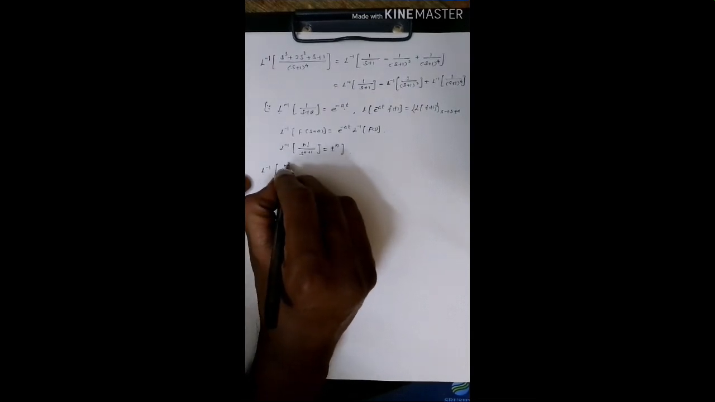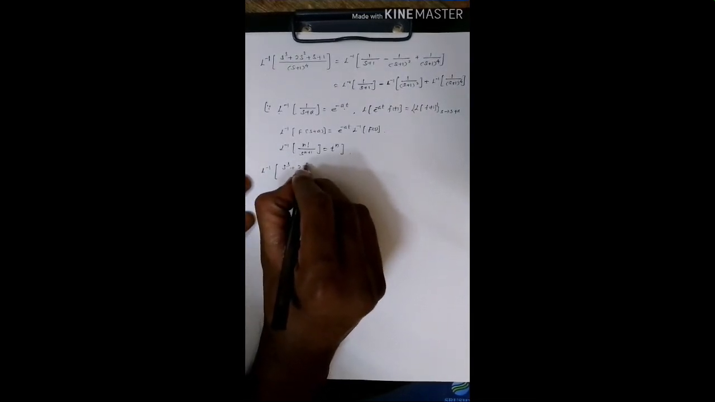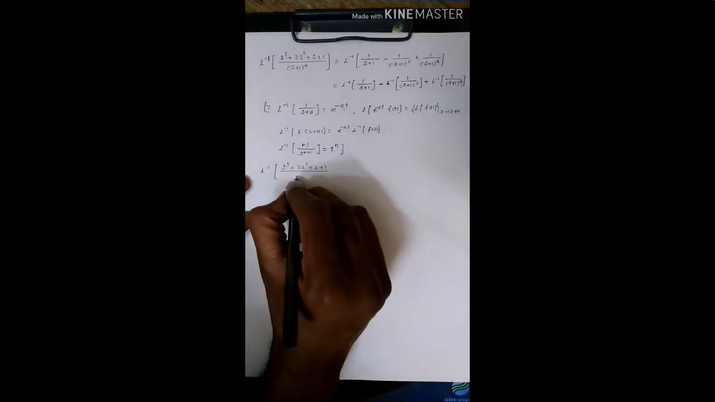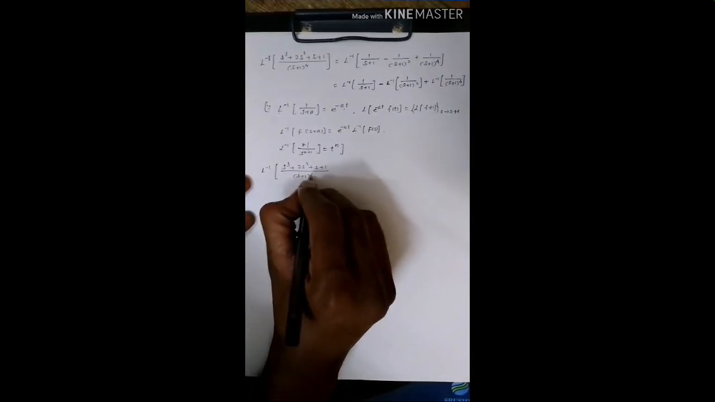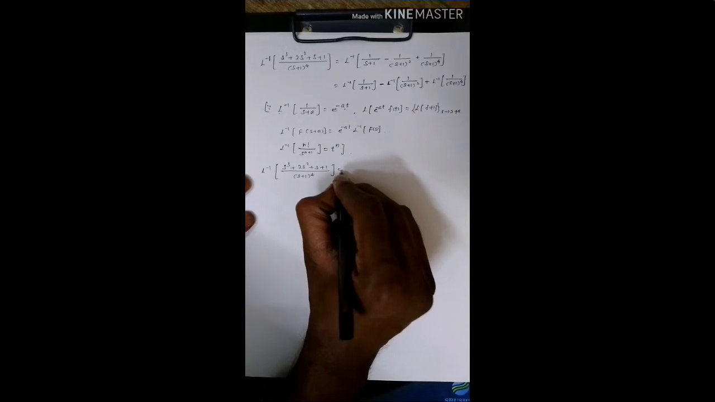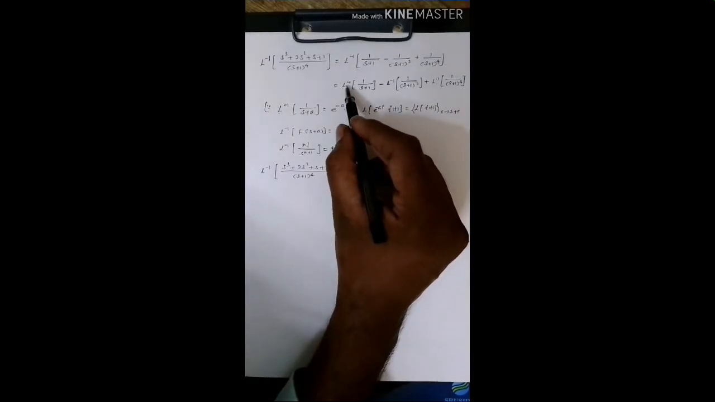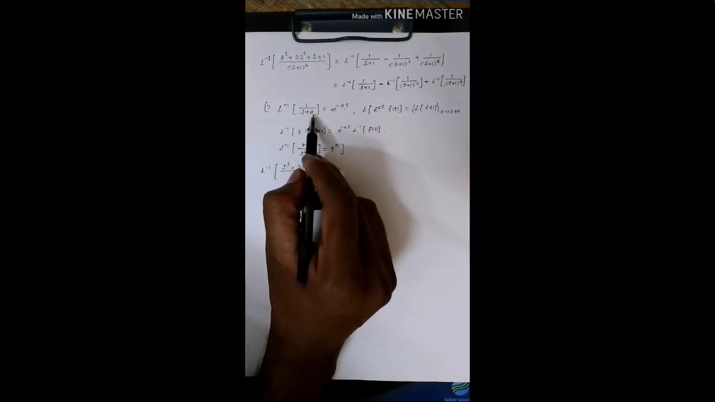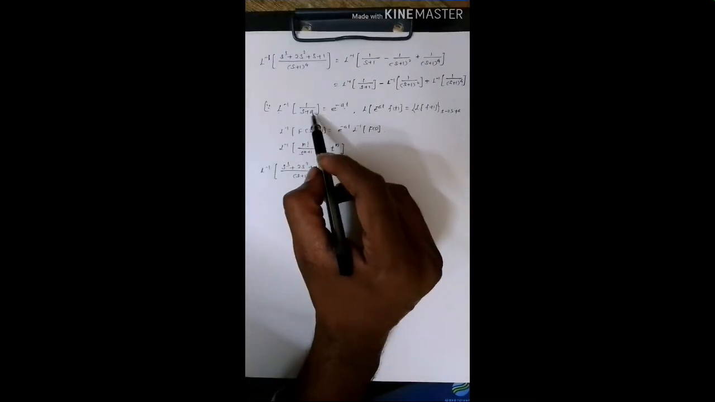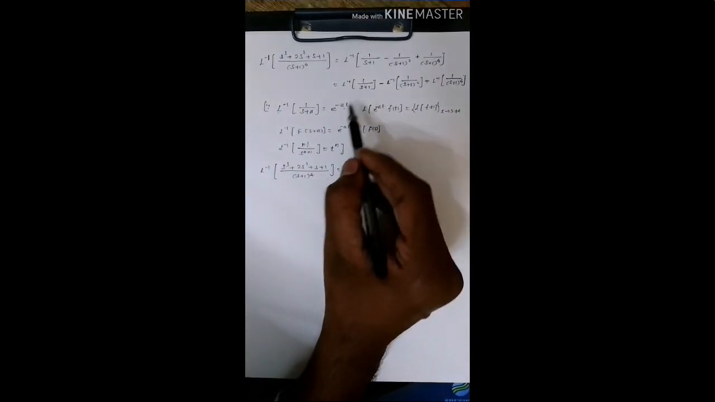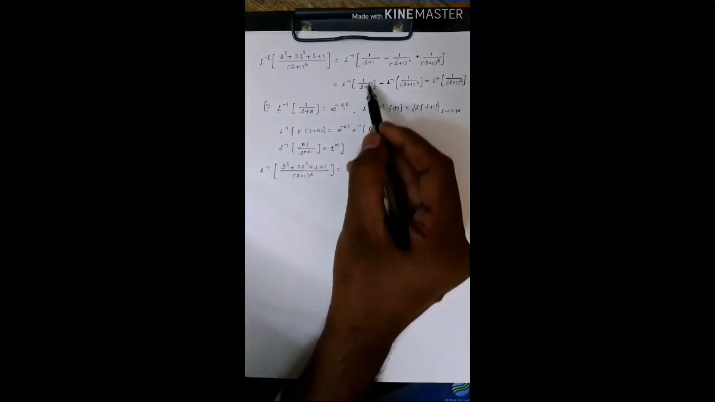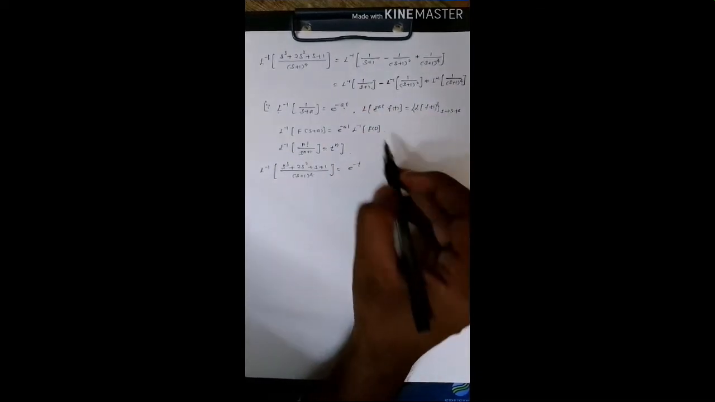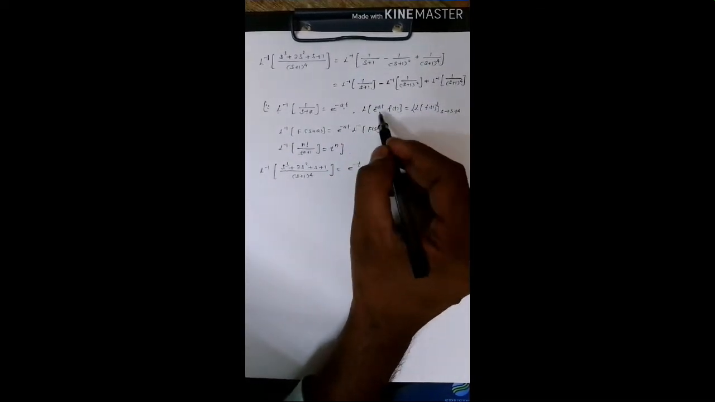L inverse of s cube plus 2s square plus s plus 1 whole thing divided by s plus 1 whole power 4 is equal to, first term, L inverse of 1 by s plus 1, that is of the form L inverse of 1 by s plus a. So instead of a, here we have 1. The formula for this one is e power minus at. Therefore the value of this L inverse is e power minus t, where the value of a is equal to 1.